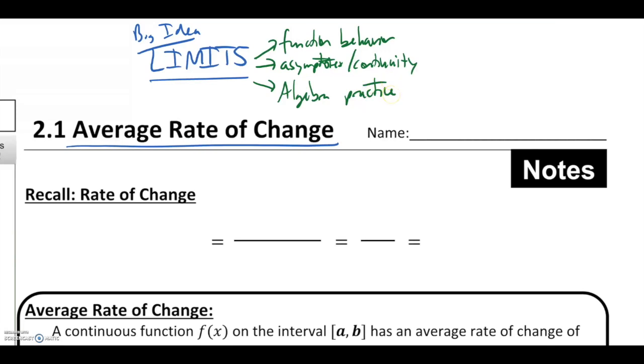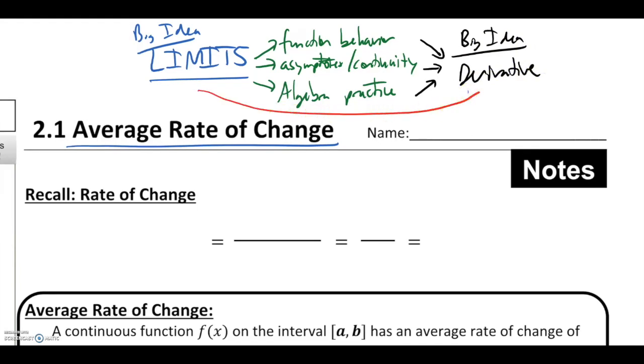moving forward. Where all this leads us is our second big idea, which is the derivative. The purpose of today's lesson is to bridge this gap and figure out how we go from where we started to where everything's headed, because this idea of derivative is going to carry on for quite some time, through the remainder of this course and into any other further studies you may have into calculus.